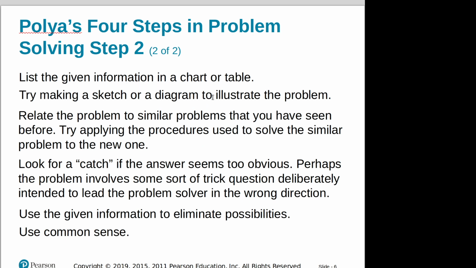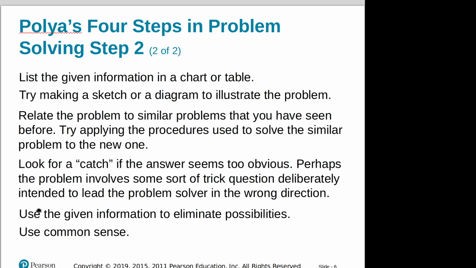Make a sketch, which I usually do in my reading part, in the writing down. But when you go to solve the problem, you can also look at the sketch or make the sketch to solve, make it active. List the information in a chart or table, sometimes organizing the table, make a graph. Look for a catch. If the answer seems too obvious, look for something that could be wrong. And eliminate things that don't make sense.